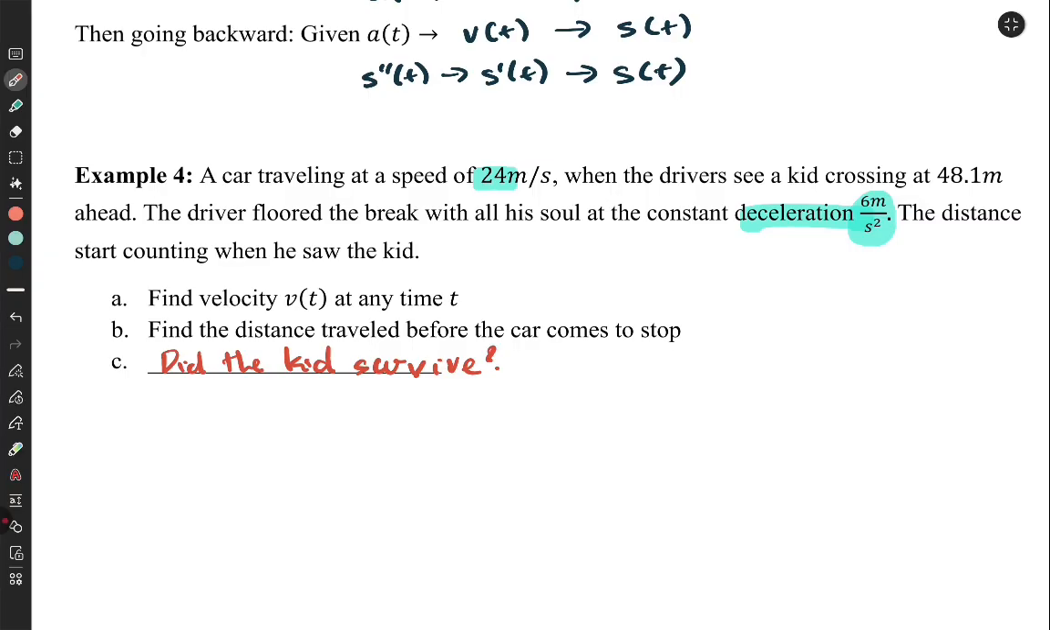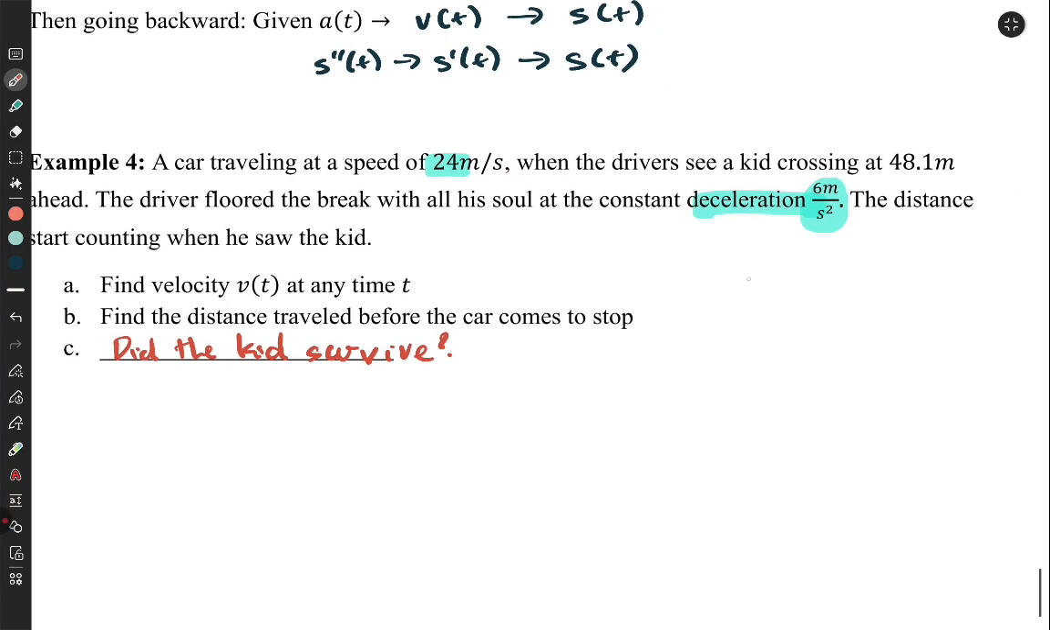Read this problem. Try to put down what is given. What do you have? Think of it. Give it a couple seconds. The car's velocity. But this is also a problem about time, so yes, velocity, but think about when it will start. Velocity is 24 meters per second.